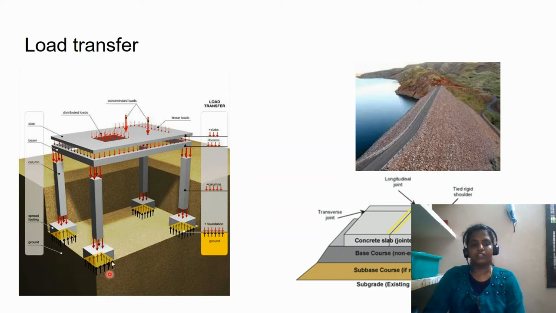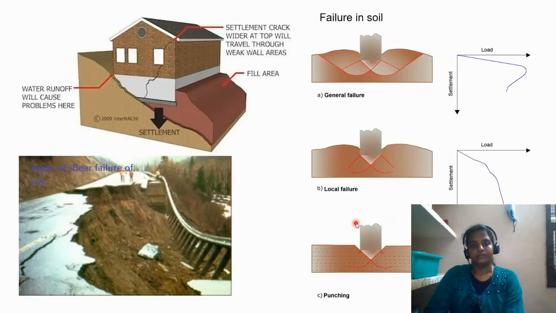When the load is transferred to the underground, which can be soil or rock, we have to know what type of soil or what type of rock is present below this earth, in order to ensure the safety of the structure that is being built. Ultimately soil will fail by shear. You can see a part of the soil has moved away from the remaining portion. It can fail by shear or it can fail by settlement.